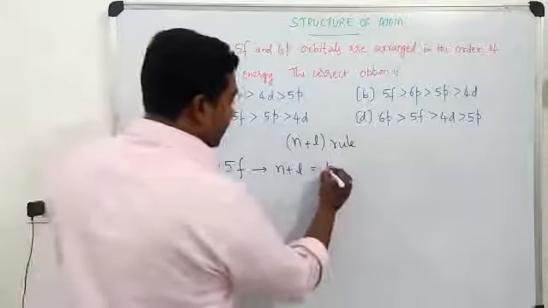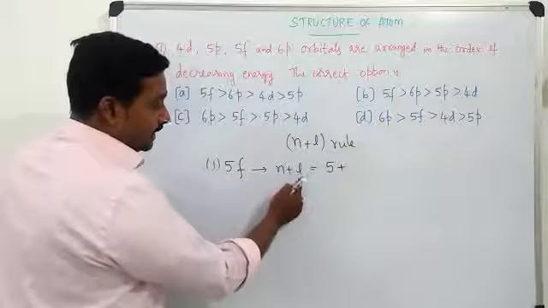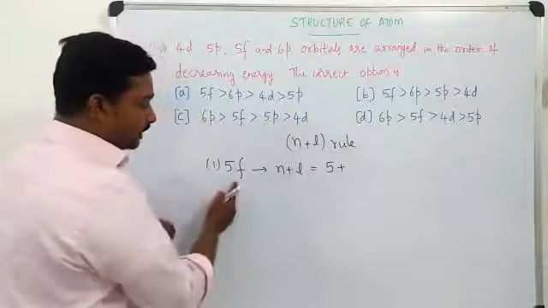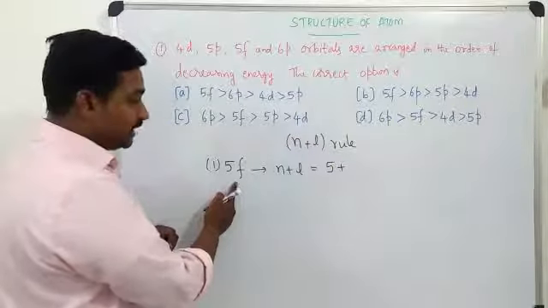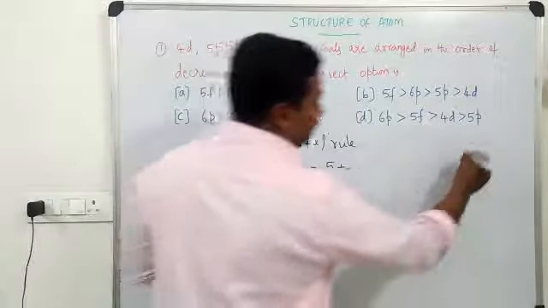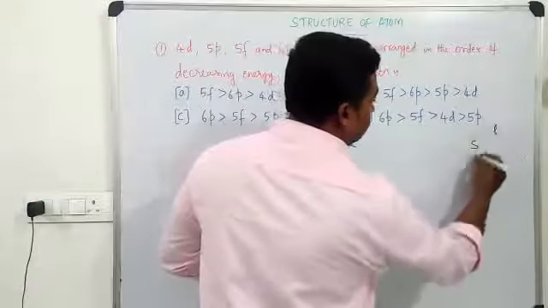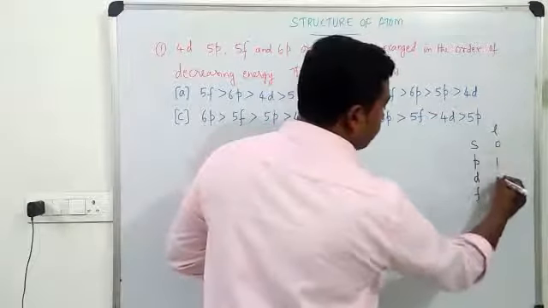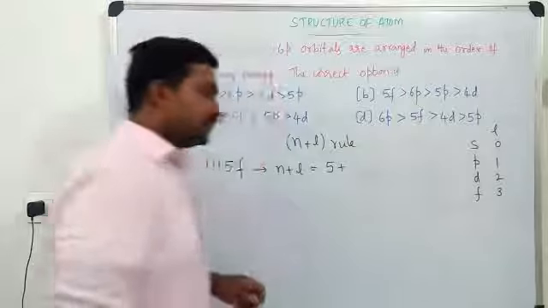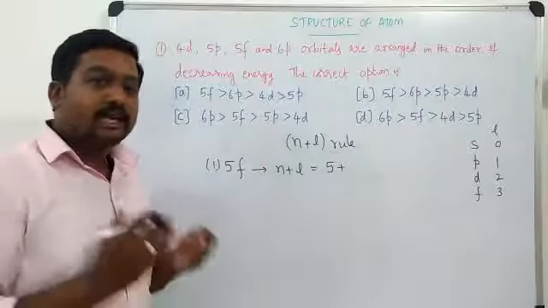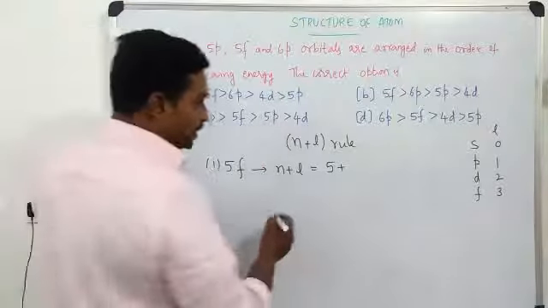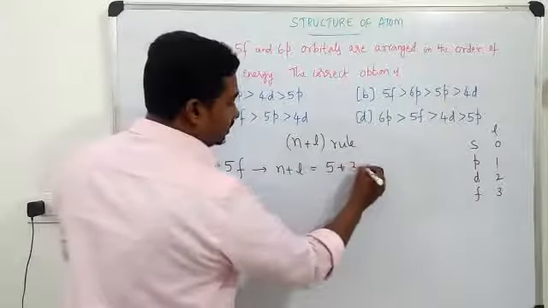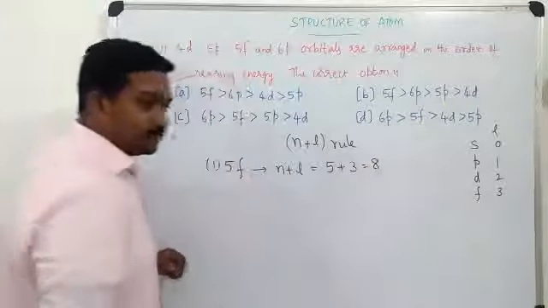So it is 5 plus l. The l value is obtained from the orbital symbol, f here. For your information, the l values of s, p, d and f orbitals are 0, 1, 2, 3. These things we have seen in quantum numbers. So now I will substitute the value of f here. This will be equal to 8.